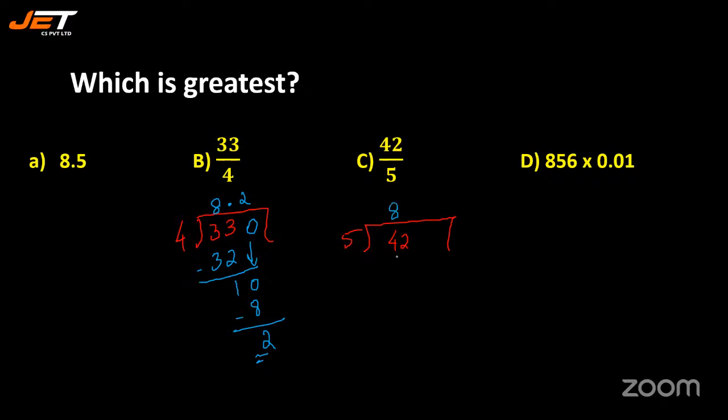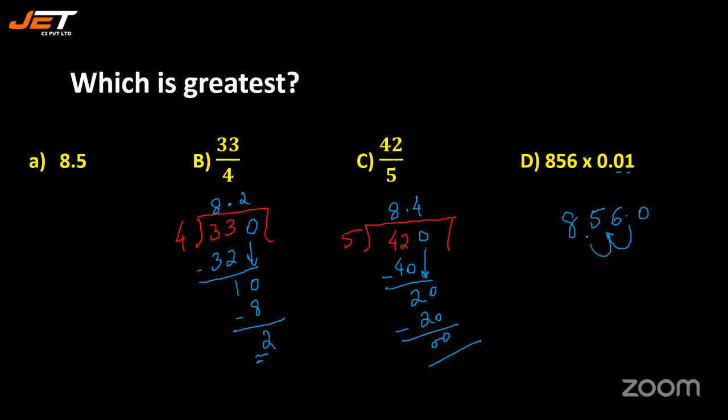Okay. 5 times 8 is 40. 2, putting an extra 0 and a decimal here. It's 20. 5 times 4 is 20. So this is 8.4. And 856 times 0.01, I told you that we can write it as 856.0. So if there are two decimal places, we shift it to the left. 8.56 is the answer here.